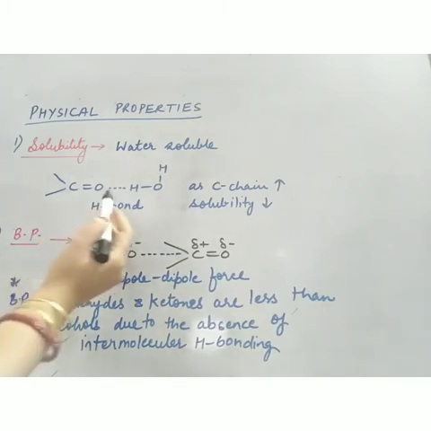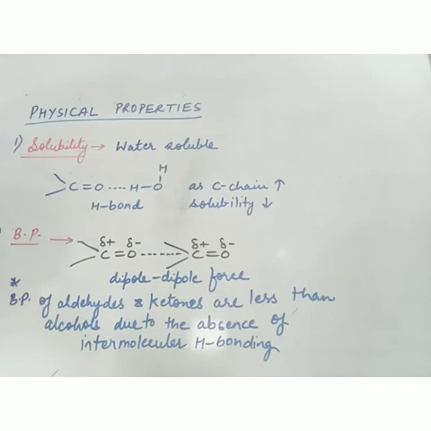You can see this hydrogen bonding is there. And we also know that as the carbon chain increases, that is 1 carbon, 2 carbon, 3 carbon, the non-polar character will increase and the solubility will decrease. So smaller aldehydes and ketones are water soluble, but as the number of carbon atoms increase, the solubility in water decreases.